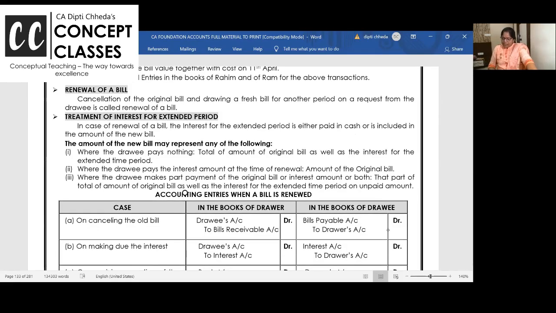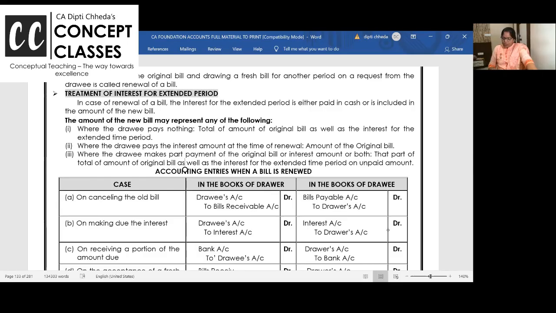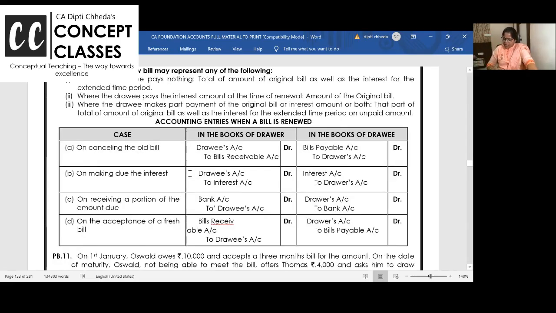Amount of new bill may represent any of the following. Where the drawee pays nothing, total amount of original bill plus interest. Either new bill will be original bill plus interest. Or if the drawee pays interest, then only the original bill. Or when drawee makes part payment or interest, then for the remaining also. See, first bill was 10,000, you gave me 5,000 check. So remaining 5,000 plus interest. So all combinations you can work.